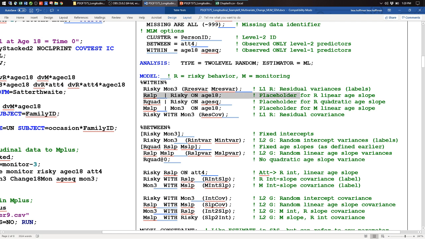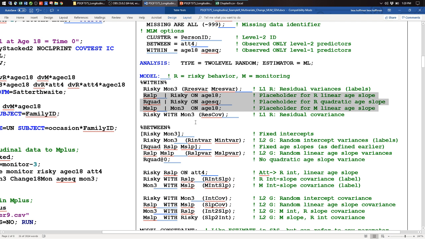Next come these 3 things. These are placeholder definitions, where the name on the left is what you create, and these are functionally betas. So our slope is beta 1 for risky. Our quad is beta 2 for risky. I could have named them that, but I prefer to name them things that I will recognize later as to what they mean. M slope, what's that one? Can you guess? Yeah, beta 1 for monitor.